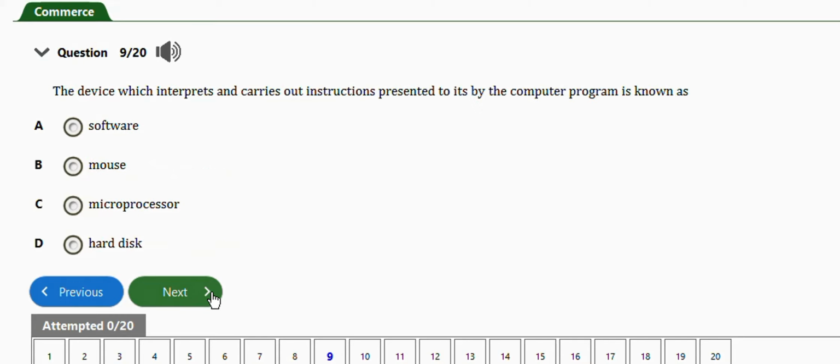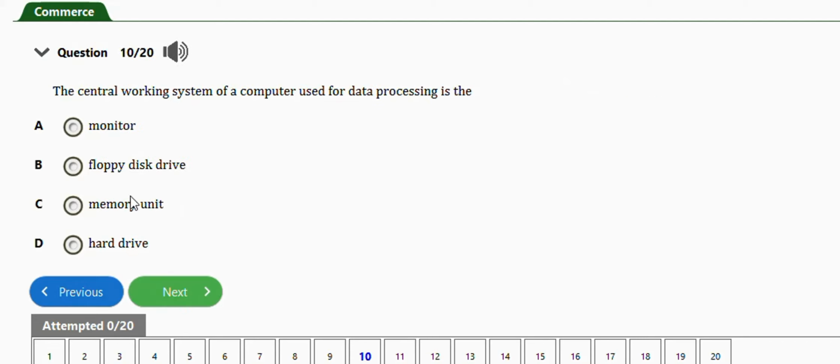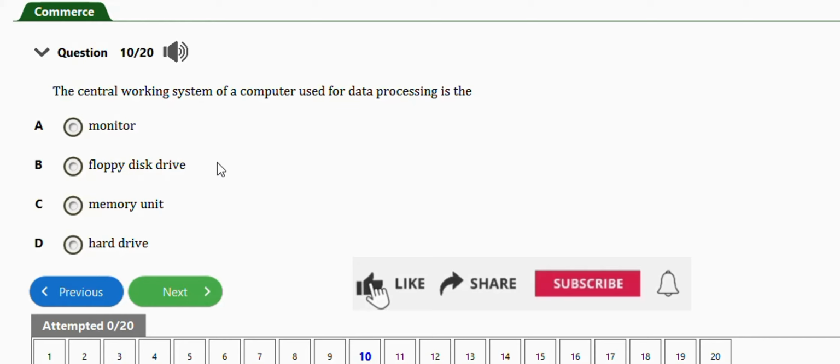Next one is this one. It says the device which interprets and carries out instructions presented to it by the computer program is known as the microprocessor. Option C, very important. Next question. The central working system of a computer used for data processing is the memory unit. Option C. Okay, next question.